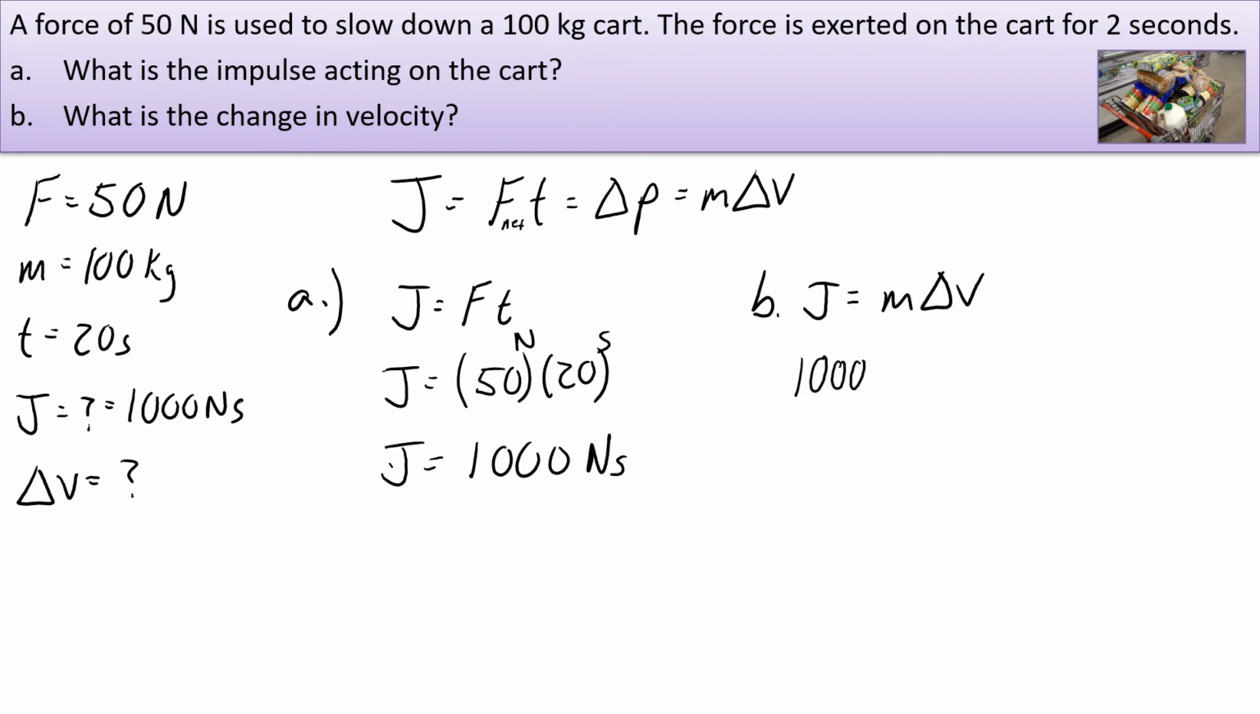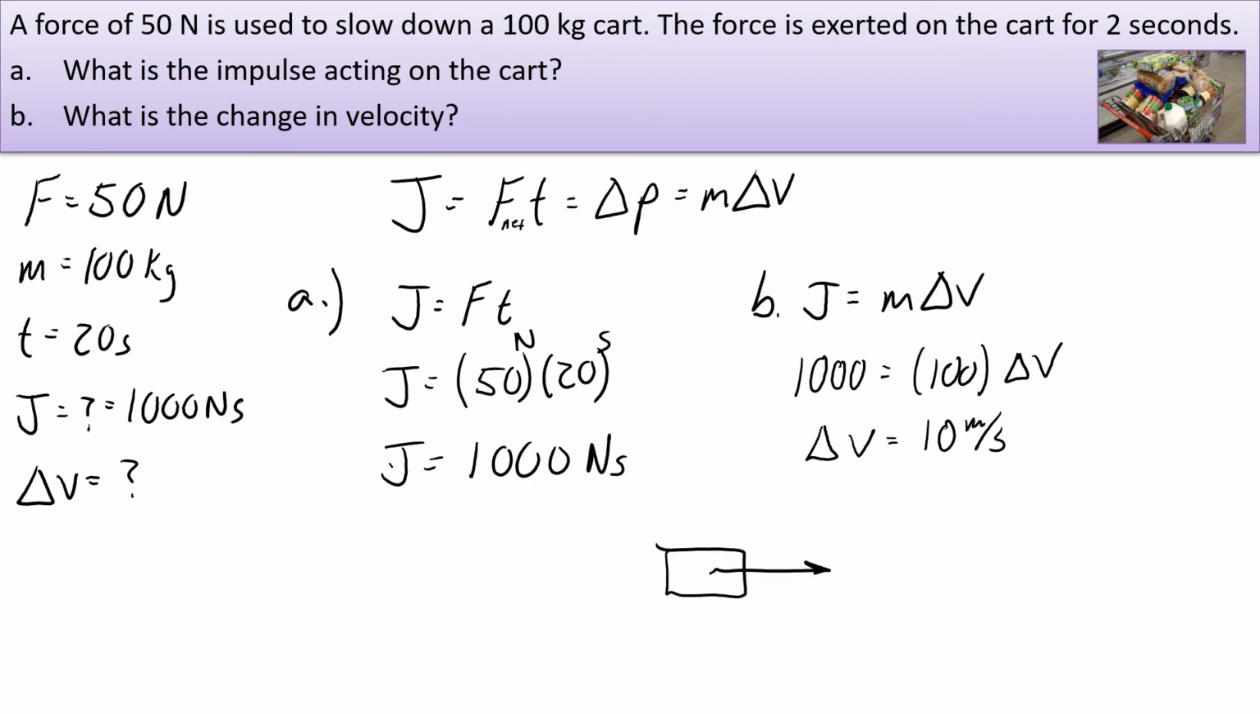So 1,000 is equal to the mass times delta v, and then you divide. The change in the velocity is equal to 10 meters per second. So we know that we changed our velocity by 10 meters per second. We don't know what the initial velocity was or the final velocity, but we know that it changed by 10 meters per second. By the way, this could have even, maybe this person turned around.